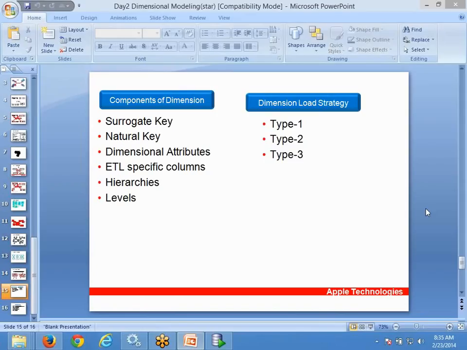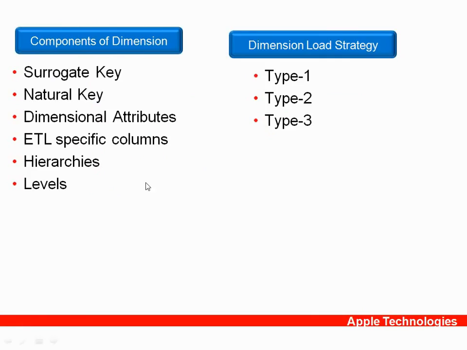So these are the components of your dimension table. Every dimension table, when I am creating it, will have some columns: something called a surrogate key, something called a natural key, dimensional attributes, ETL specific columns, hierarchies, and levels.